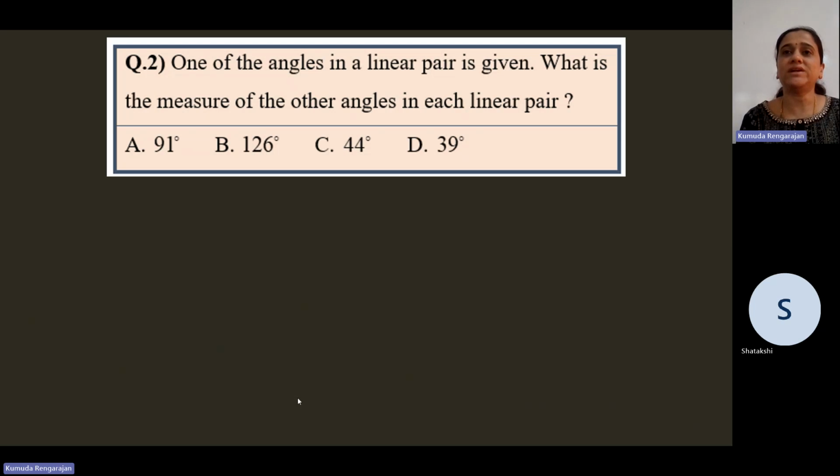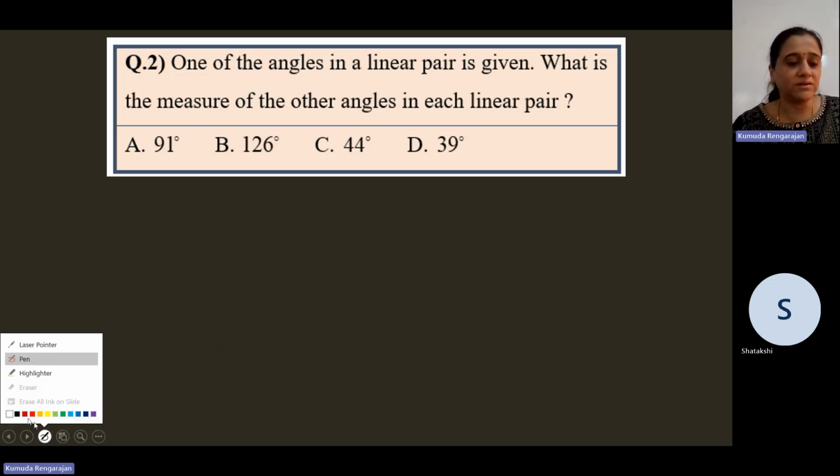If one angle is 91 degrees, the other angle will be 180 minus 91, 89 degrees, because linear pair of angles are supplementary. The sum of the two supplementary angles should be 180 degrees. For complementary angles, the sum should be 90 degrees. 180 minus the given angle is the other angle. So the answers will be 180 minus 91, 180 minus 126, 180 minus 44, and 180 minus 39. Okay, write down. We'll quickly complete it.